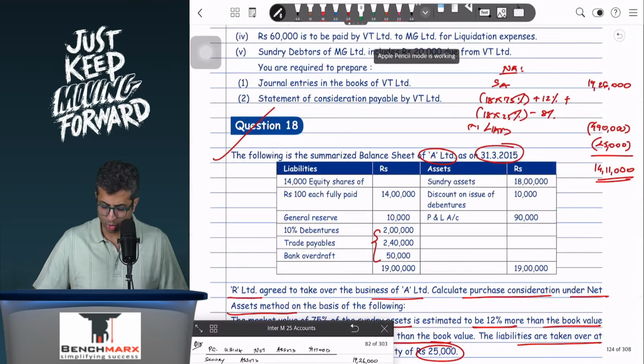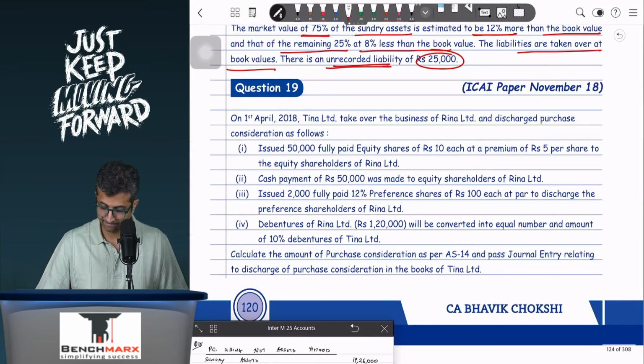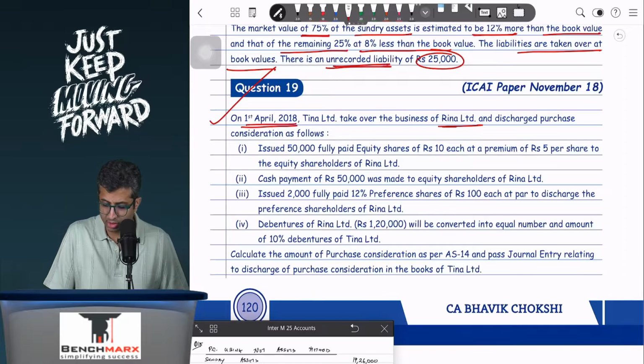Okay, next you go to question number 19. Let us review question number 19. On 1st April 18, Tina agreed to take over the business of Reena and discharge the purchase consideration as follows. So this is PC. Issued 50,000 fully paid equity shares of rupees 10 each at a premium of rupees 15 to the equity shareholders of Reena.